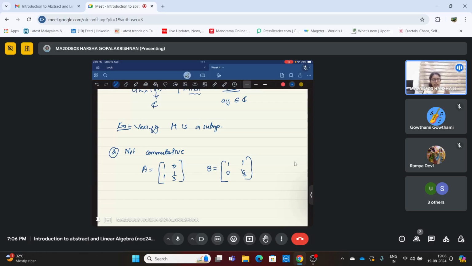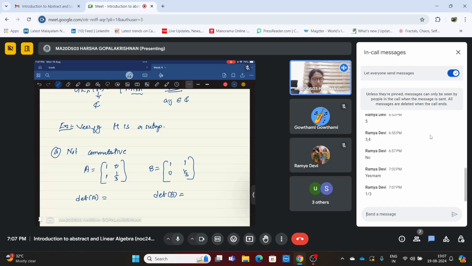Okay, so I am taking A and B. What is the determinant of A and determinant of B? What is determinant of A? This is this calculation, right? Yeah, determinant of A is 1 by 3. Similarly, determinant of B is 1 by 3.